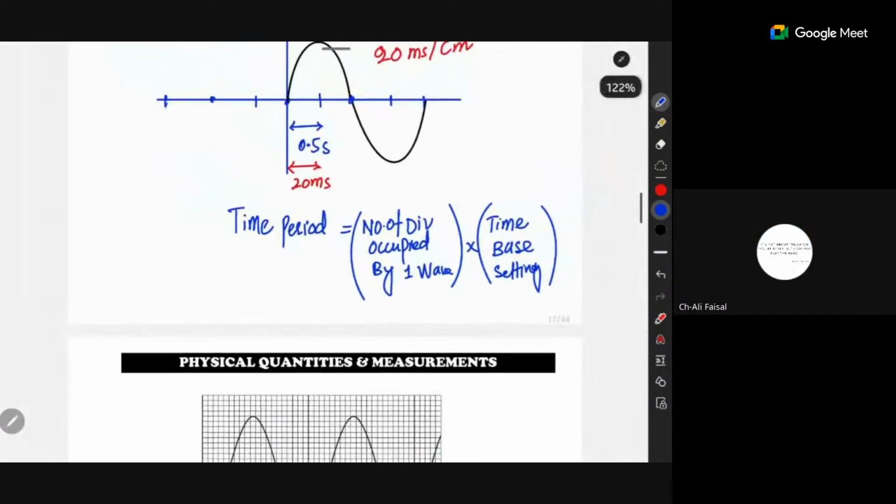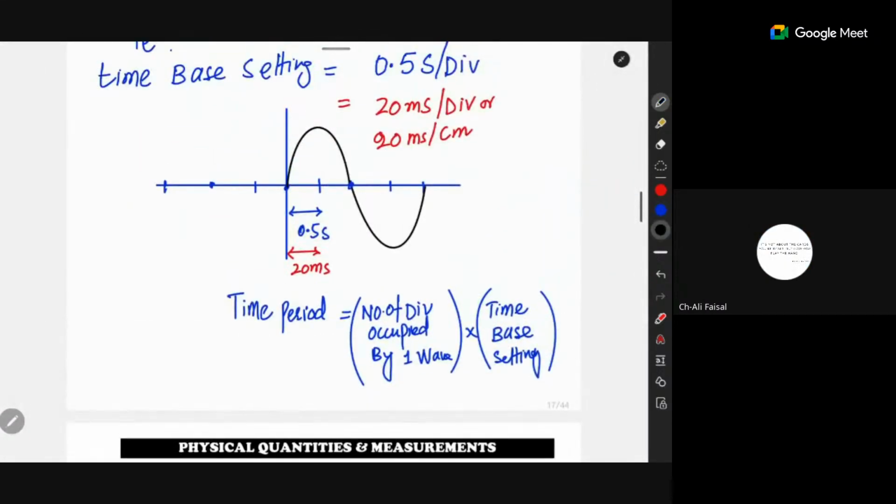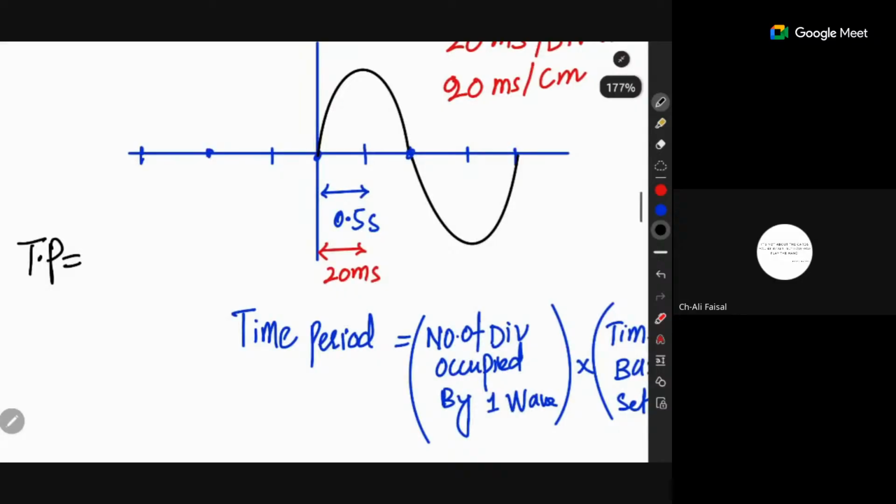Yes, sir. Okay, now, for example, for this one, I'm going to figure out the time period. So, time period is equals to, what is the number of divisions occupied by this wave? One division, two divisions, three divisions, four divisions. So, I will simply write there are four divisions. And what is the time based setting? If I'm using this 0.5, so it will be 0.5 seconds. So that is 2 seconds is the time period. You got the point?